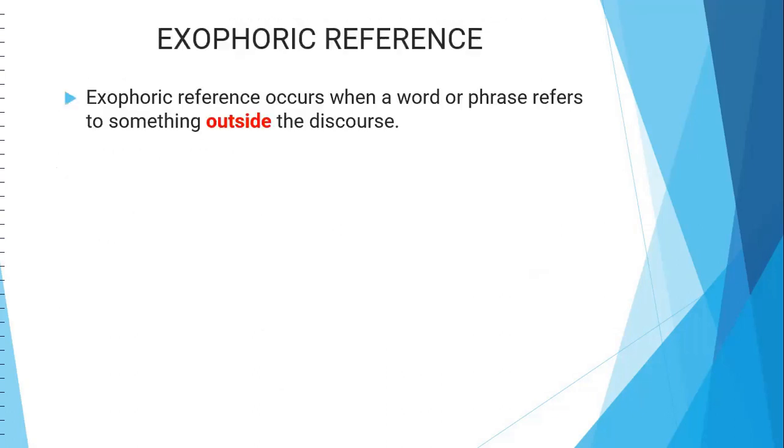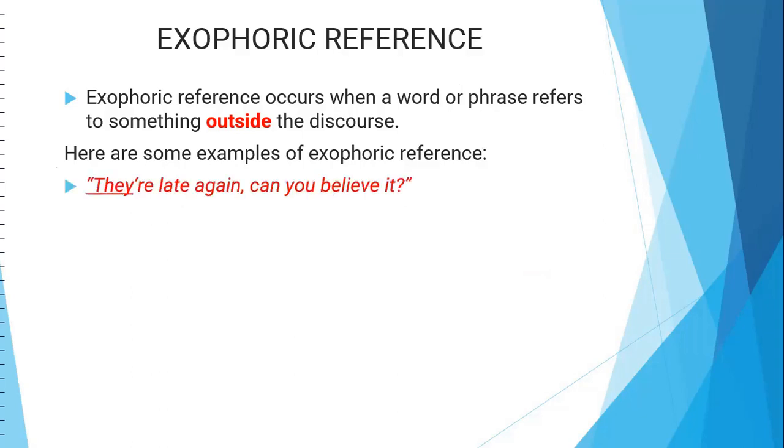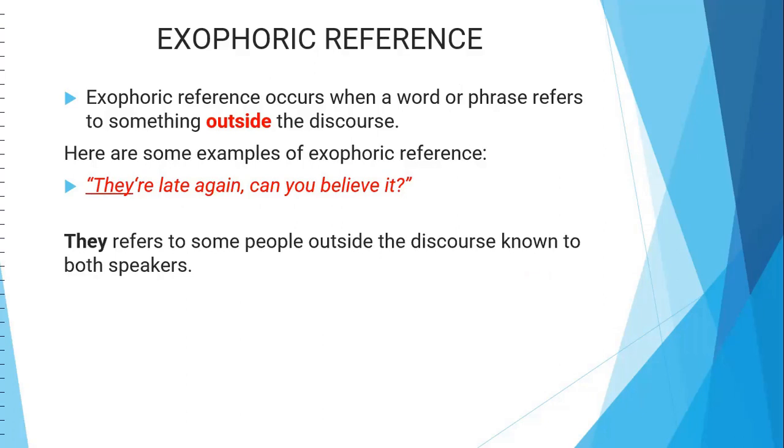Exophoric reference. When we talk about the exophoric reference, it occurs when a word or phrase refers to something outside the discourse. In simple words, we are talking about the one who is not there and we talk about them. And another important fact is the speakers know about him or her or them. For instance, they are late again. Can you believe it? They refers to some people outside the discourse known to both speakers.